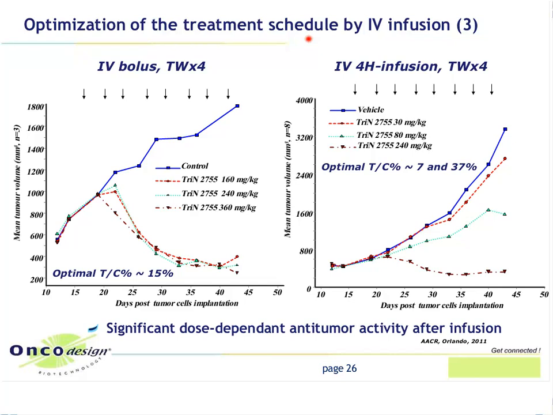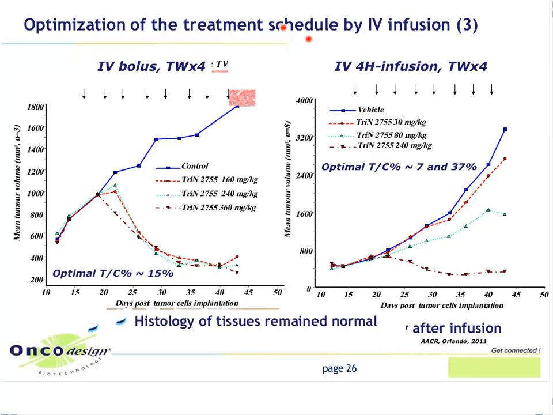In parallel, we also collected healthy tissues like liver, kidneys, and bone marrow to proceed to histology analysis and compare to control. The drug at 240 mg/kg done by IV infusion did not change significantly the histology of these healthy tissues since they remain normal.